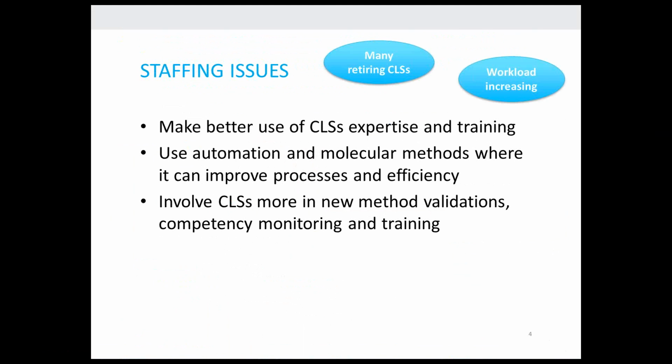hospital lab. So we wanted to be able to involve our CLSs into some of the other things where we could really use their expertise and have them participate in and really lead out in a lot of the new method validation or verification, and help with competency monitoring and training. All of those issues are always big as we are retiring some CLSs and getting new people.